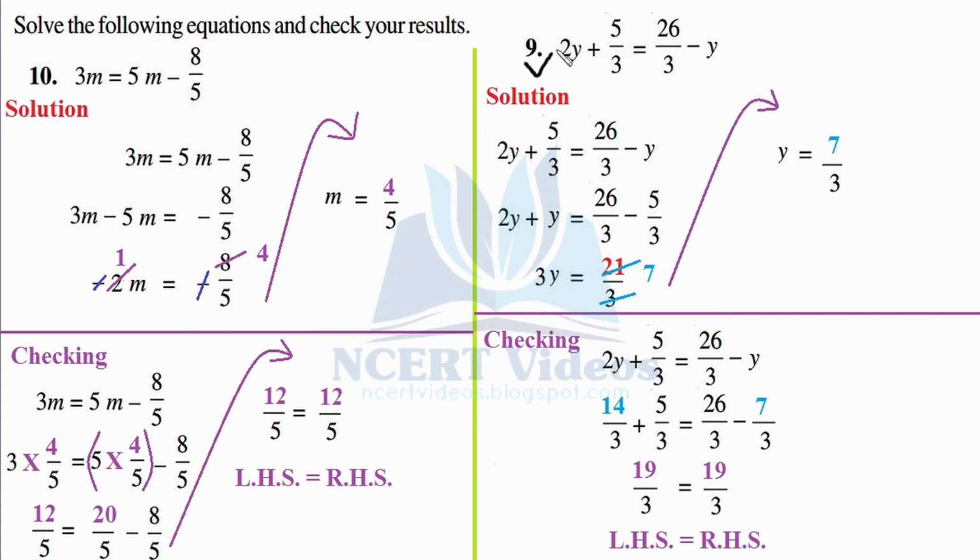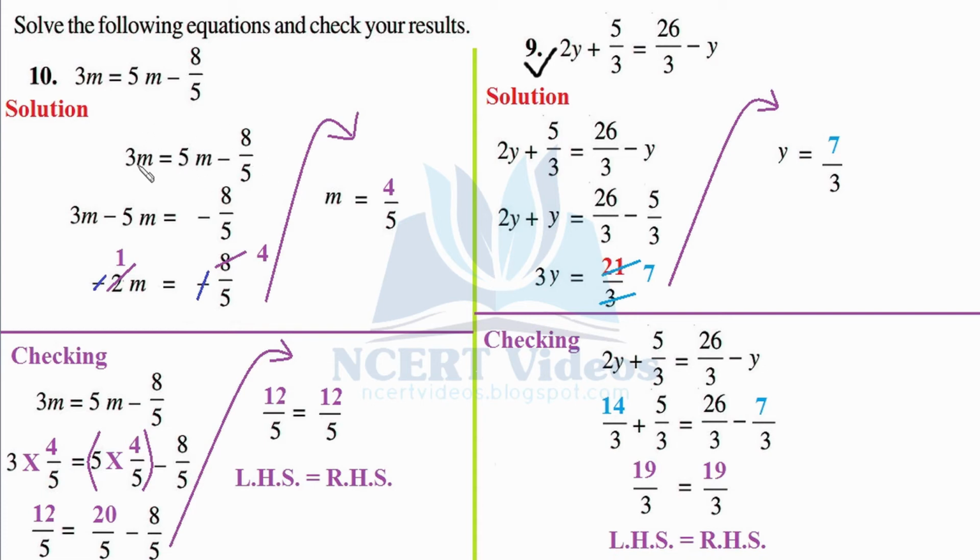So that completes our question number 9. Moving on to the last question, question number 10, which is 3m equals 5m minus 8 over 5. We write the solution, and in the first step, as we have done in all the last 9 questions, we are going to write the question as it is. So we wrote the same.